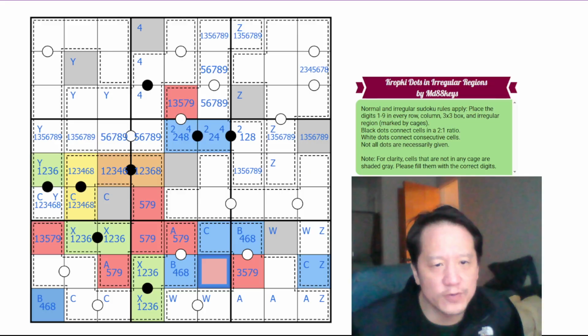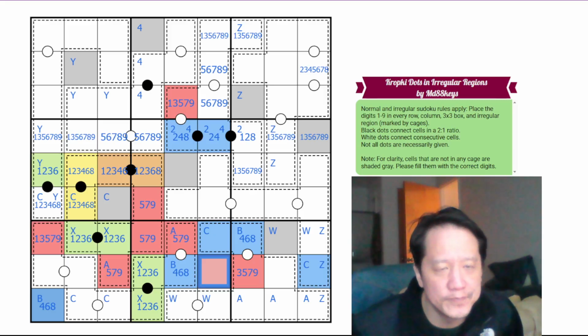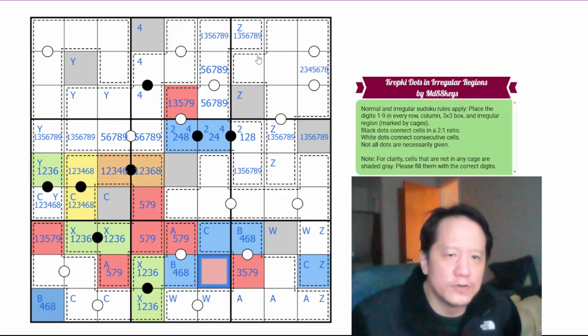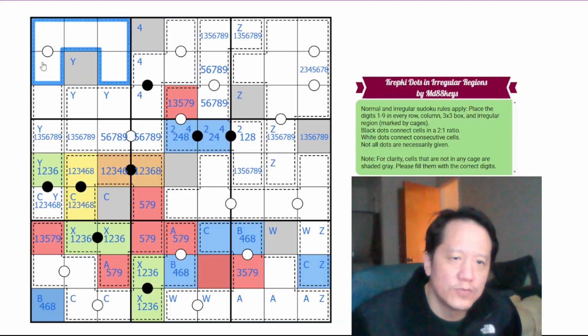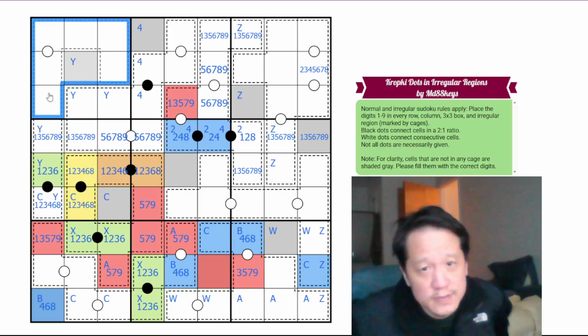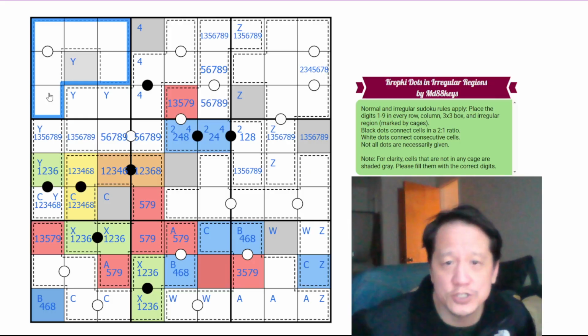What other information do we have? We know these four have to be four out of those seven. That doesn't tell us too much.